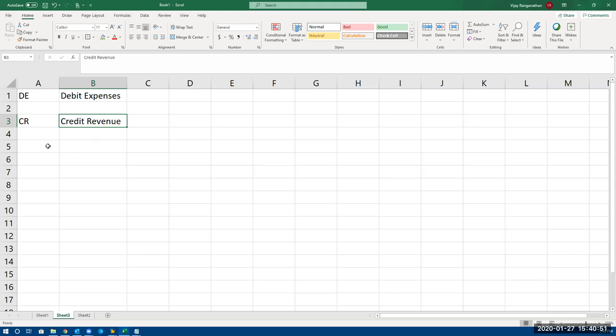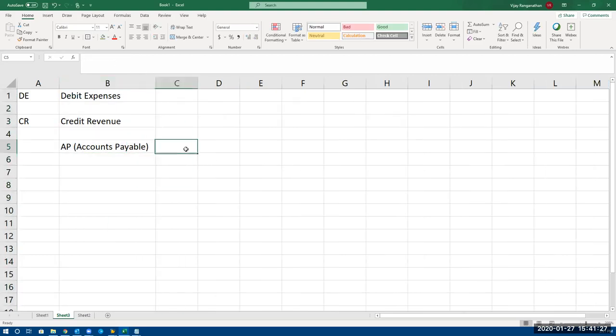Now, the next item is AP and AR. So when you incur an expense, the offsetting should be credit. Correct? When you buy something, then offsetting should be credit, because that's how the double entry system works. So your AP, accounts payable, which is your liabilities, right? What is accounts payable? The bills which we have to pay. It's a liability, right?